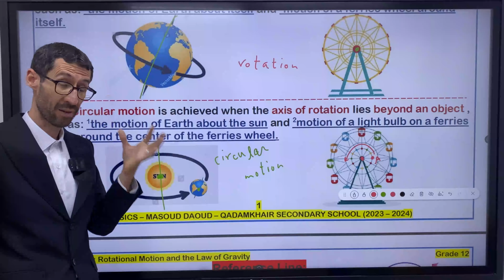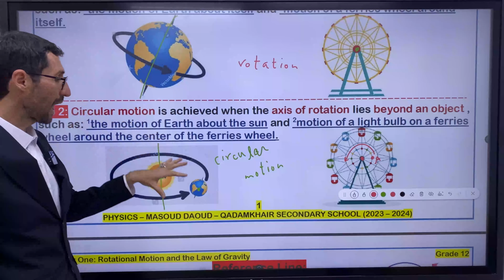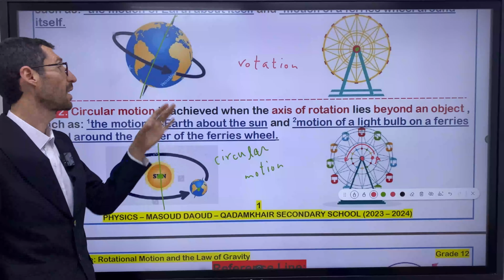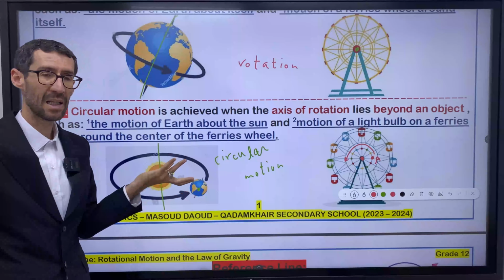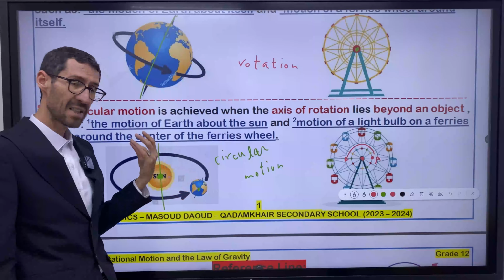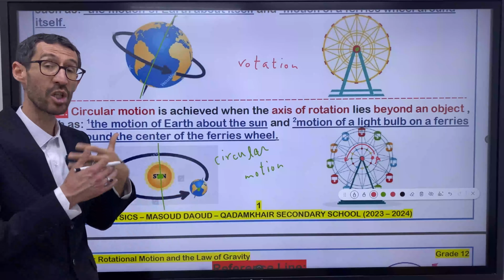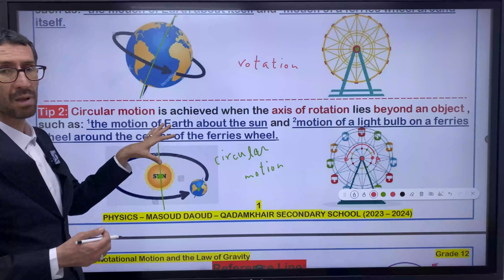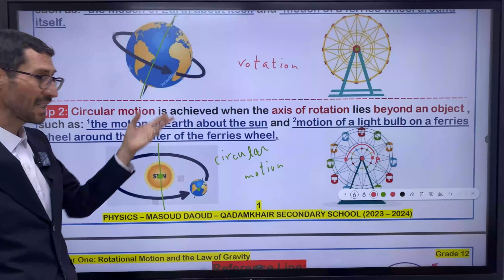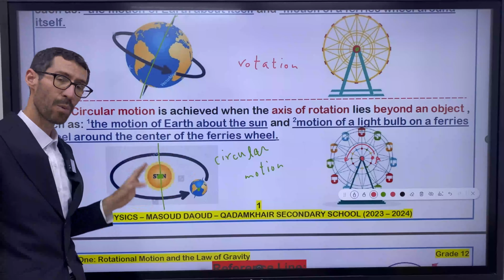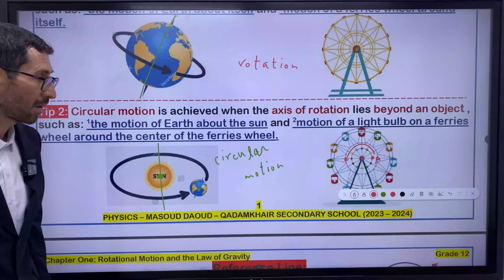It's not true for all objects. You cannot say, teacher, the time interval for circular motion is greater than the time interval for rotational motion forever. No, it's not. The situation is not like this for all cases. Actually, you cannot generalize it. Just for Earth, we can say rotational motion takes one night and day. But here, circular motion takes 1 year or 365 days, right?